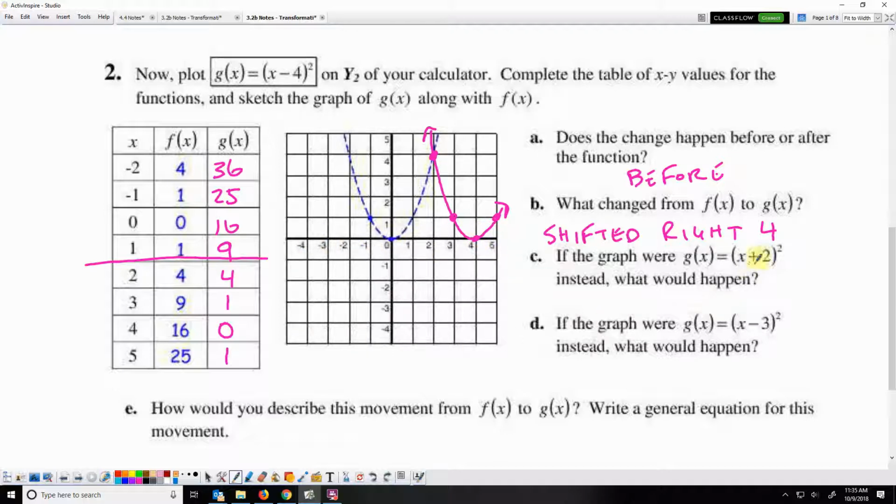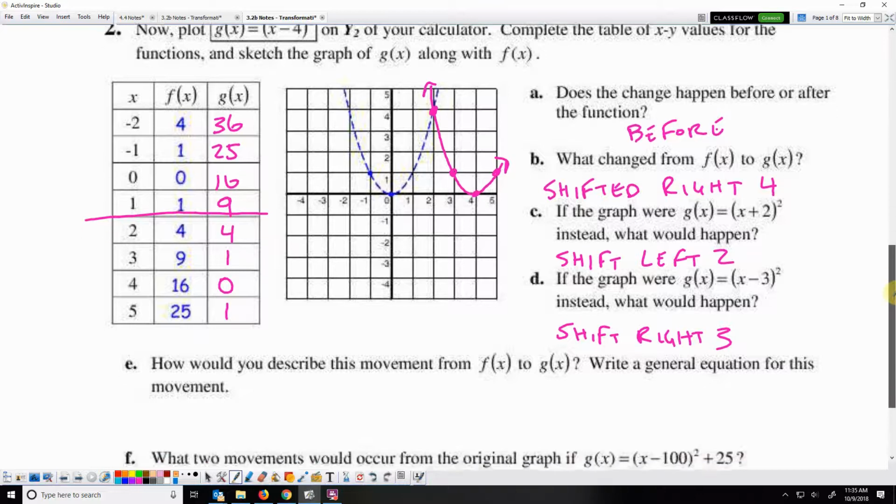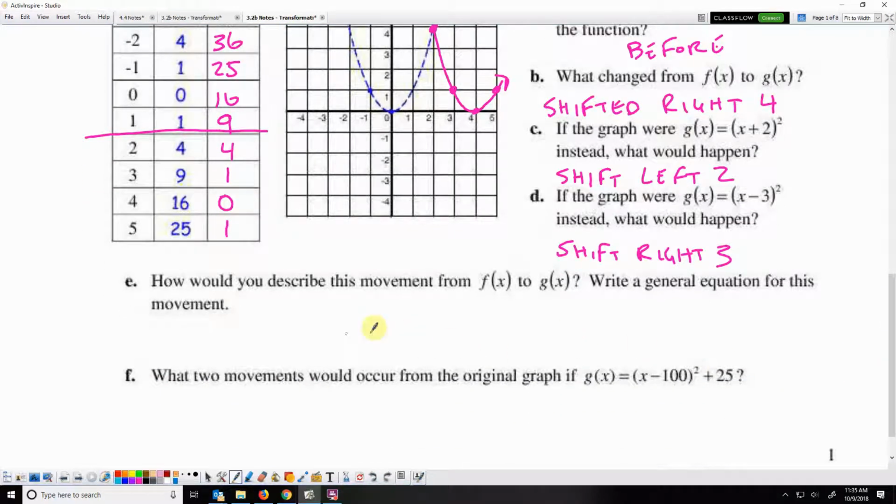So if it was x plus 2 squared, then we would have shifted left. And in this case, we would go left 2. Okay? If it were x minus 3 squared, we would shift right 3. How would you describe this transformation since it's moving left or right? This is a horizontal translation.